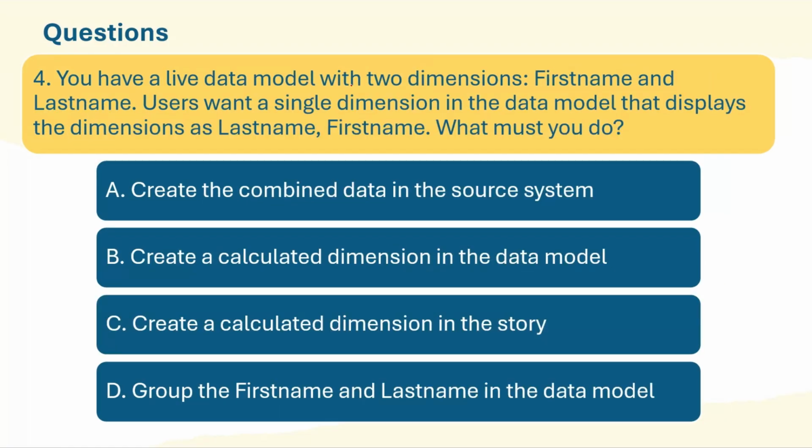You are using a live data model with two dimensions, first name and last name. The user wants a single dimension in the data model that displays the dimension as last name, first name. That means we need to concatenate last name and first name together as a single column. So what must we do? As we know, we don't have any concatenation feature when we are using a live model at the SAC side. Neither can you concatenate the two dimensions and create a third dimension at the story level, nor do you have any such option at the model level. So the only option would be to create the combined data in the source system, because you won't be able to do it at the SAC level.